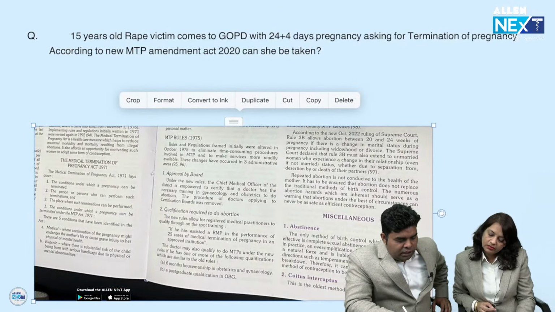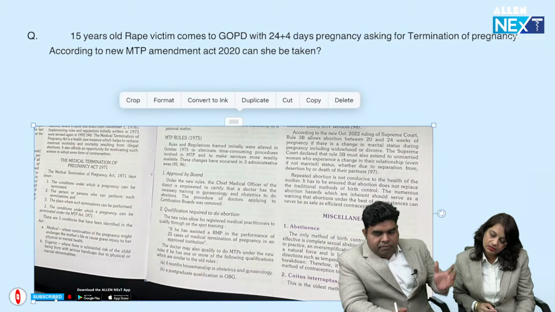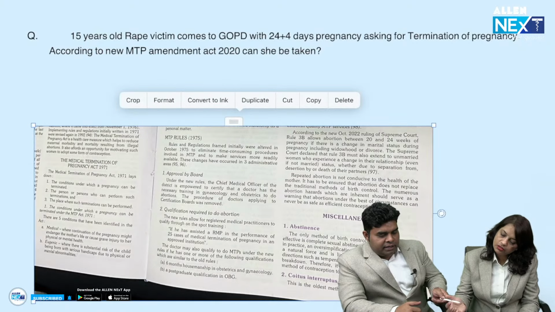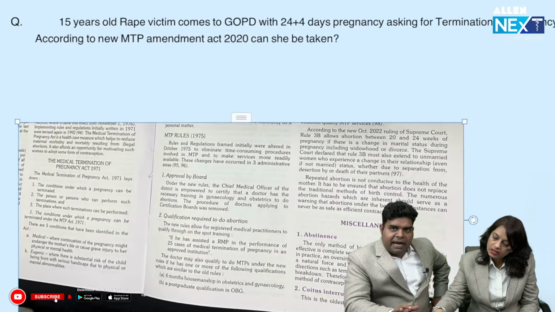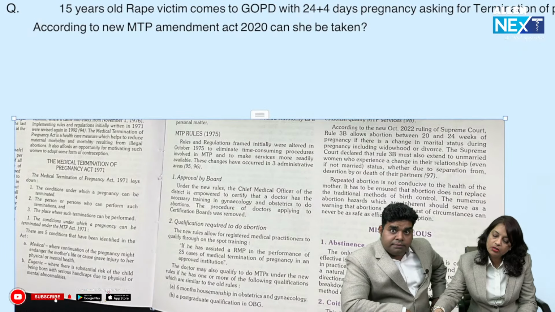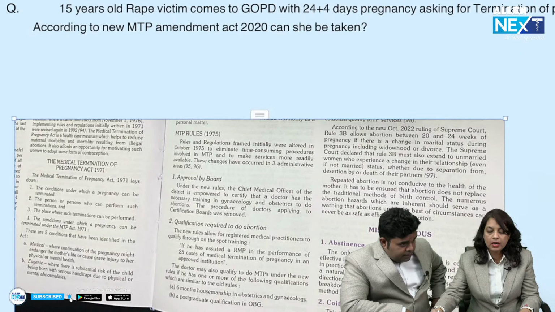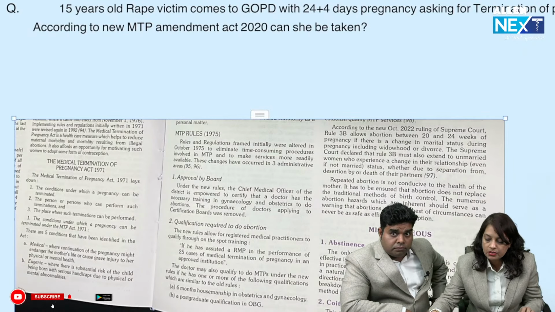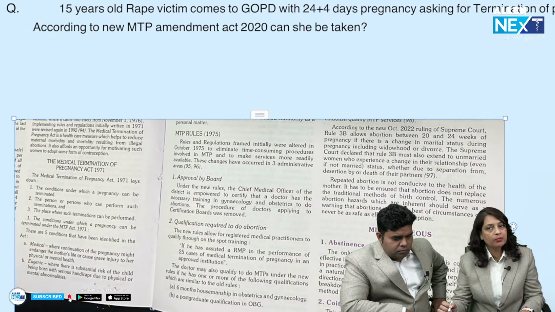This is the next question, the fifth one. Ma'am has created this question, so let's go into it a bit. We have already discussed the MTP Act. If there is a 15-year-old female who is a victim of rape and the pregnancy is 24 plus 4 weeks, should termination be considered?